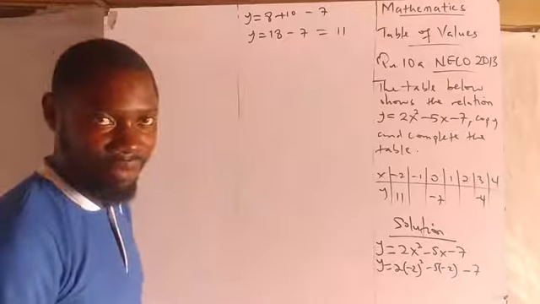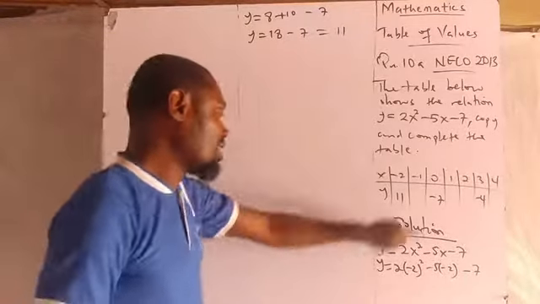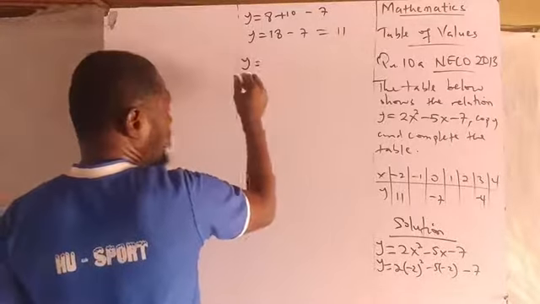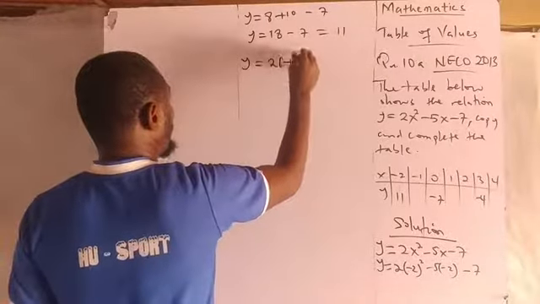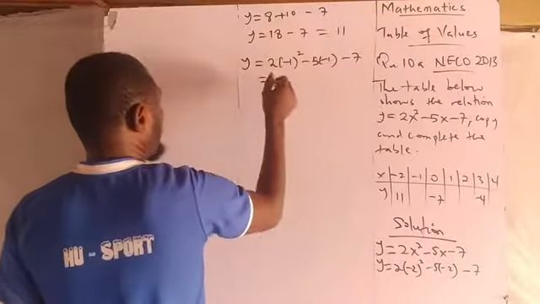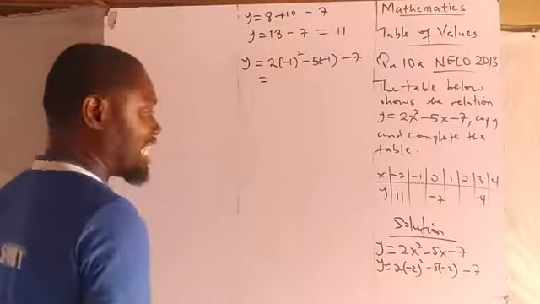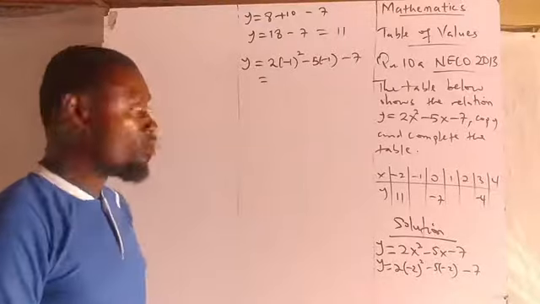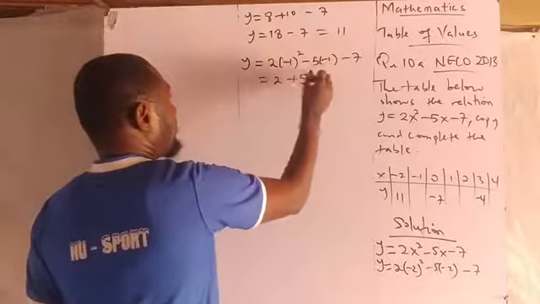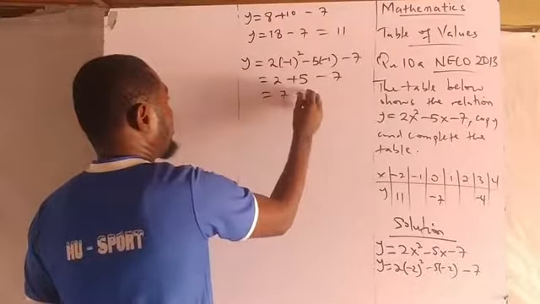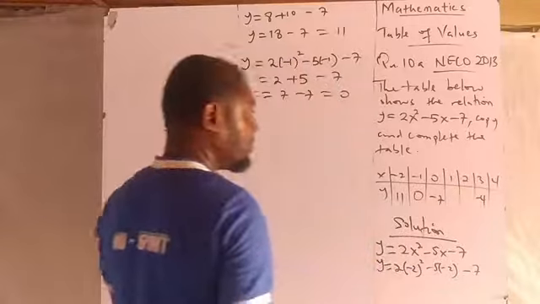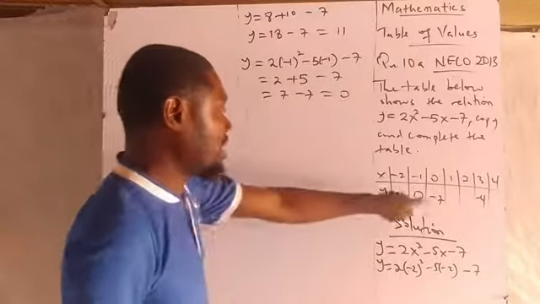Good. Can you see that? Right. Now let us see when x is minus 1. What is y? When x is minus 1, y will be equal to 2 times minus 1 squared, minus 5 times minus 1, minus 7. Minus 1 squared is minus 1 times minus 1, that is 1. 1 times 2 is still 2, plus 5, minus 7. That is 7 minus 7, which is 0. So when x is minus 1, y is 0. They have already given us this.